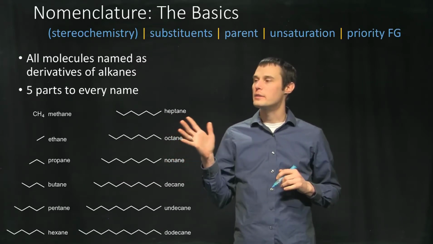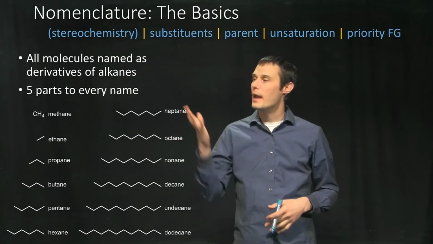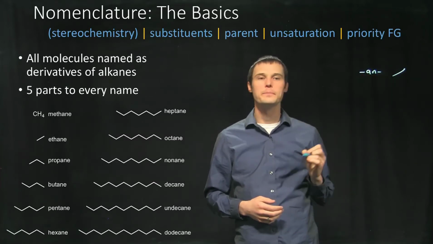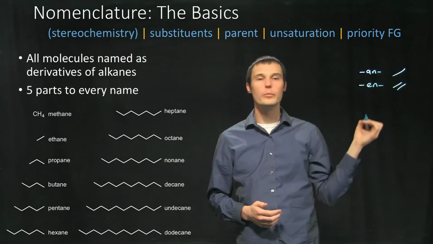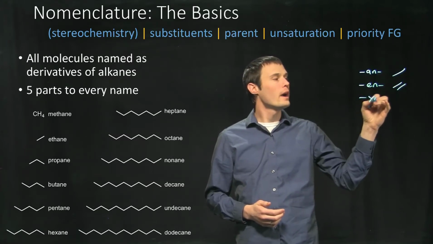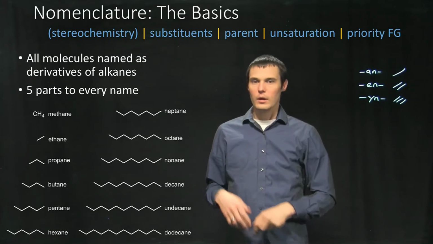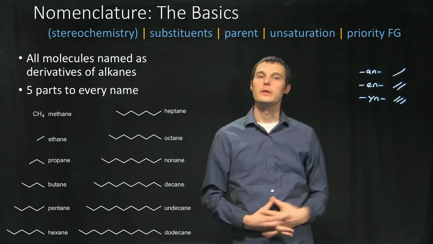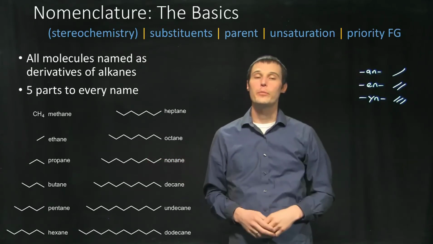So the next 2 letters tell us about the number of pi bonds in the molecule. AN means that the molecule is composed entirely of single bonds. Other choices would be EN if we had any double bonds in the molecule, and YN if we had one or more triple bonds in the molecule. And we'll talk about how to update the name in the event that we do have double or triple bonds in a later video.